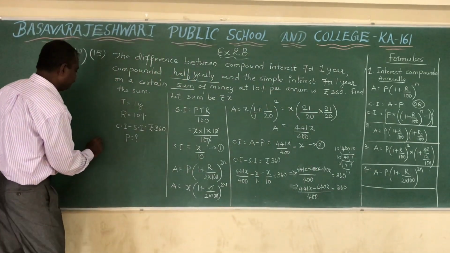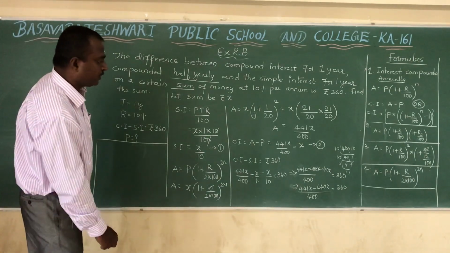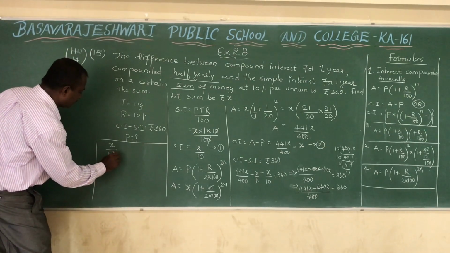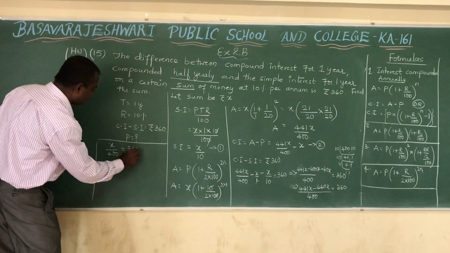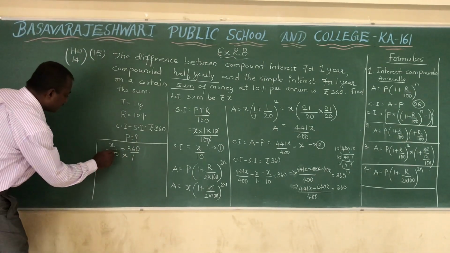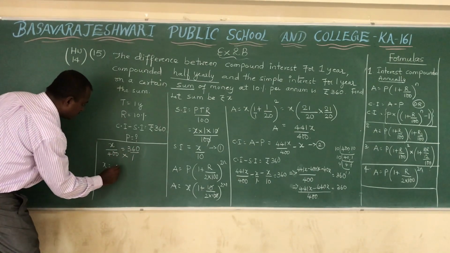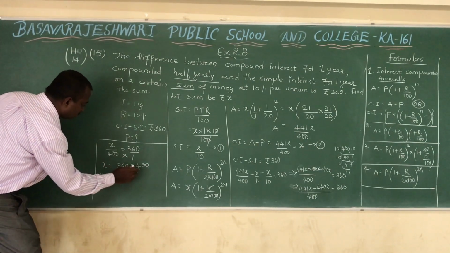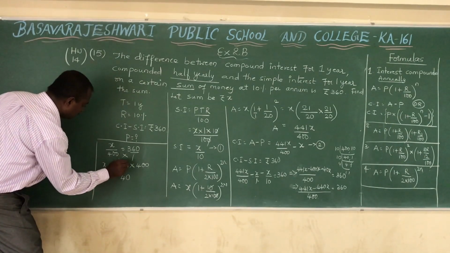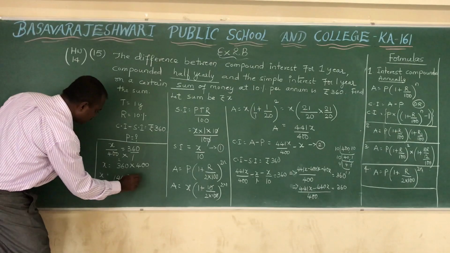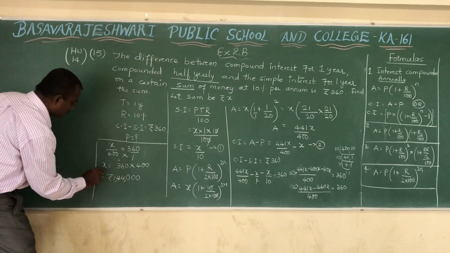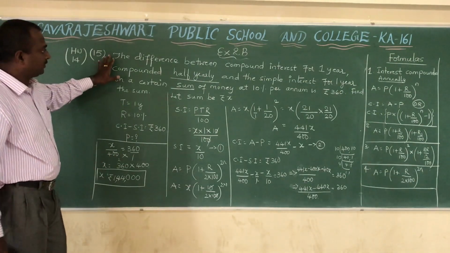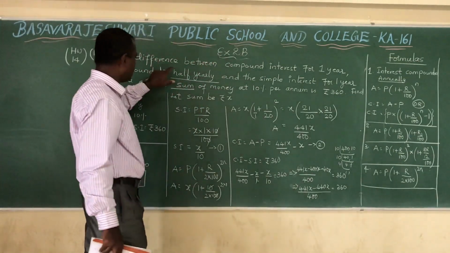So I will continue here. 441x minus 440x is nothing but x by 400 is equal to 360. Cross multiplication: x into 1, x is equal to 400 into 360. So multiply: 360 into 400, 36 into 4 is 144, and there are 2 zeros. So x is rupees 1,44,000.